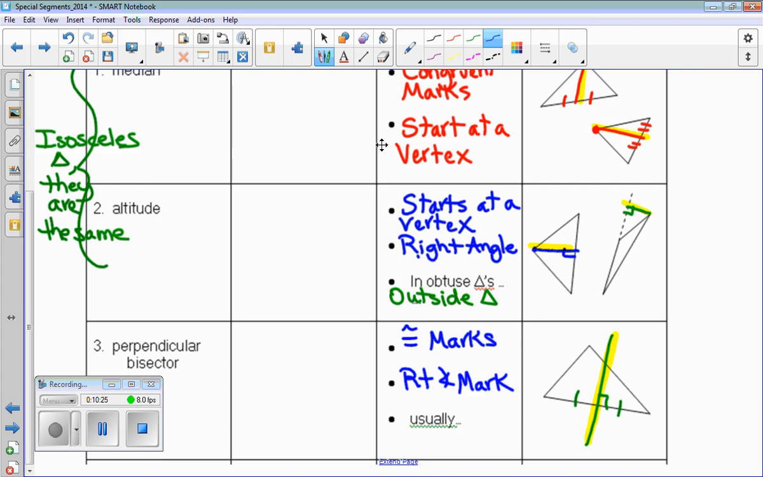Usually it does not pass through the vertex. It can occasionally. There's one case where it does. So usually it does not pass through the vertex, except in the one case. What do you think that special case is? When does a perpendicular bisector go through a vertex? In an equilateral or an isosceles triangle.